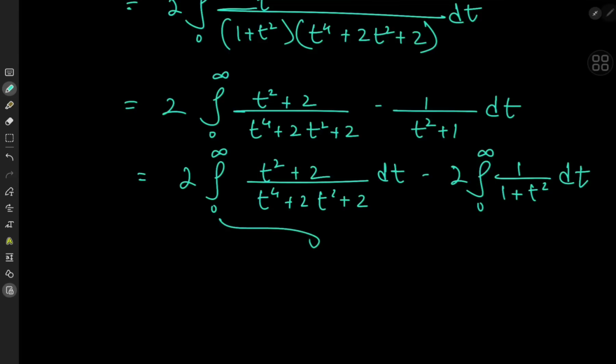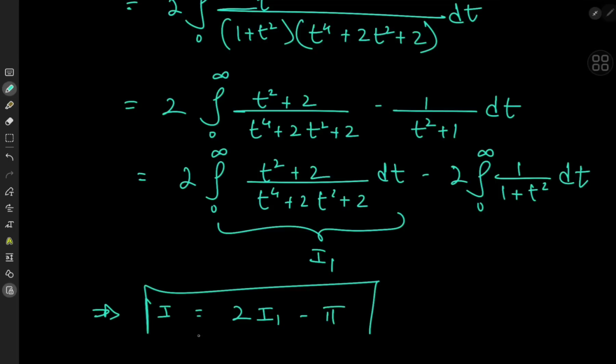So we have this integral here that I'm going to call I sub 1. So this implies that I equals twice of I sub 1 minus pi. So our next target here is the integral I sub 1.